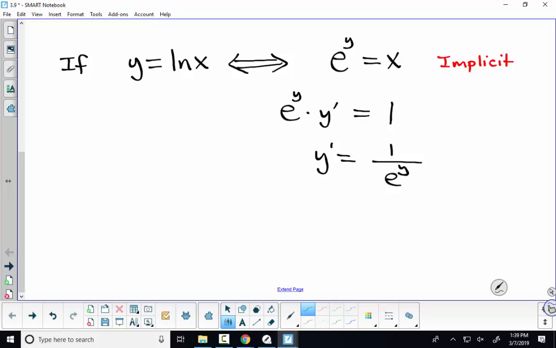How do you know? Because x is equal to e to the y. Right, because x is e to the y. So we've got 1 over e to the y. So y prime is 1 over x. So if y equals the ln of x, y prime is 1 over x.